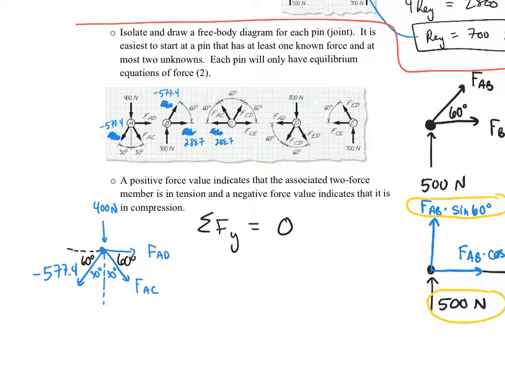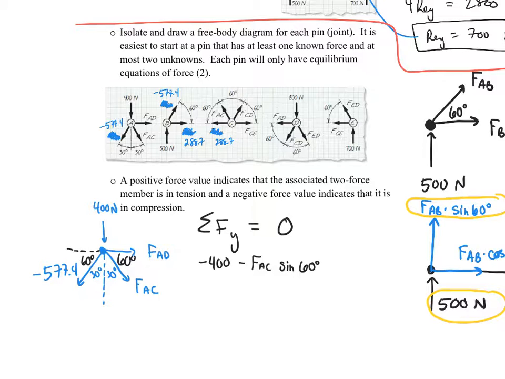I mean, 577.4 does, partially, and 400 does completely, right? So I have to consider that fact. So starting in the y direction, I've got the following. I've got negative 400 to start, because that's acting down. I know that FAC is also acting down. I want the y component, so I do sine of the angle, which is 60.